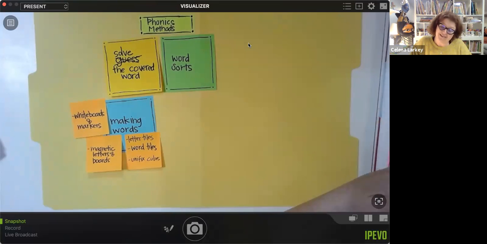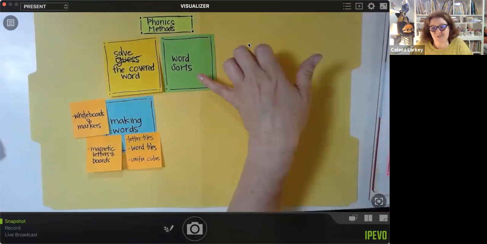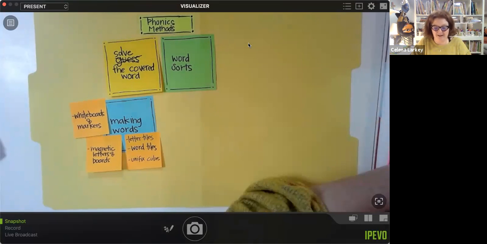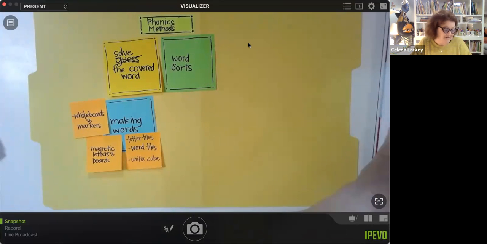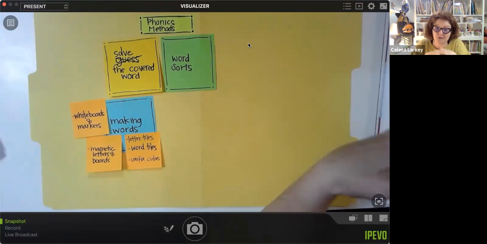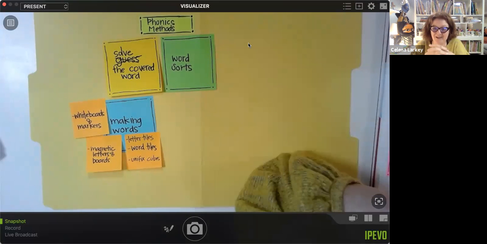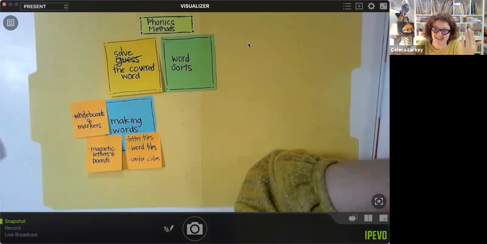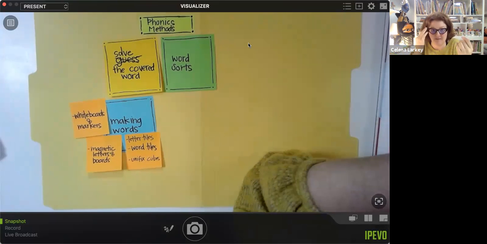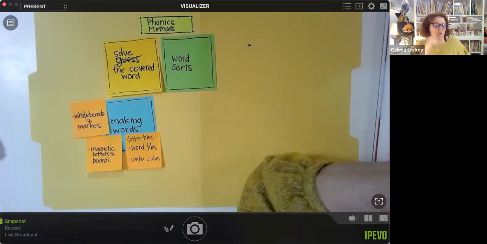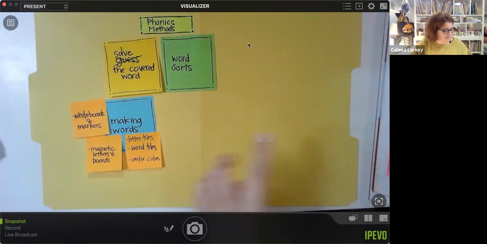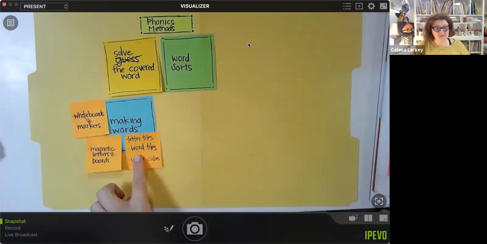Whereas with sorts, usually a sort is a sort is a sort. I get my sort, I put my sort together, I look at my columns, I've got my outlier, and it's done. Solving the covered word is usually done in context, right? So in a poem, or on some kind of predictable type of reading or controlled text. Whereas making words uses these different types of tools.